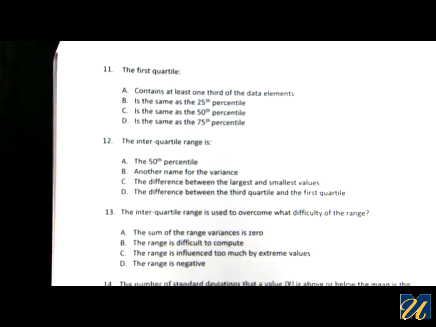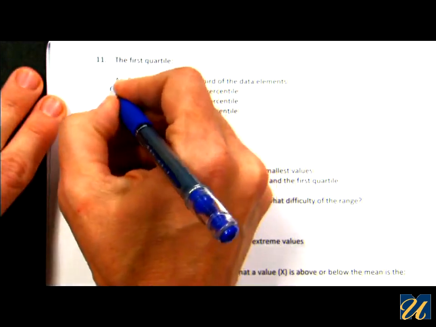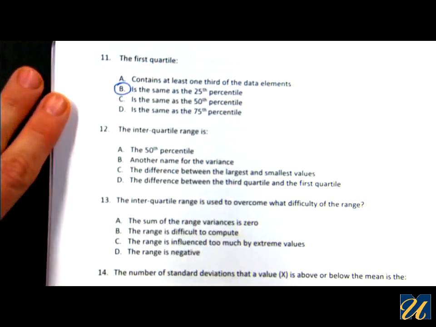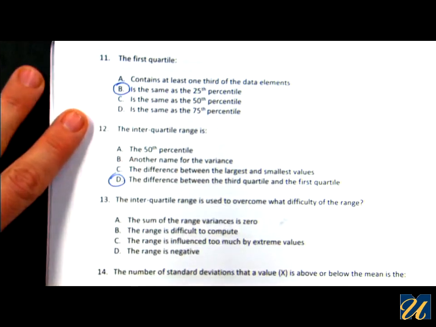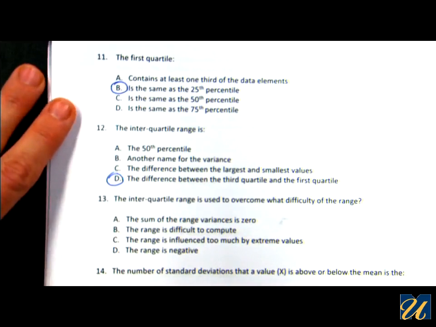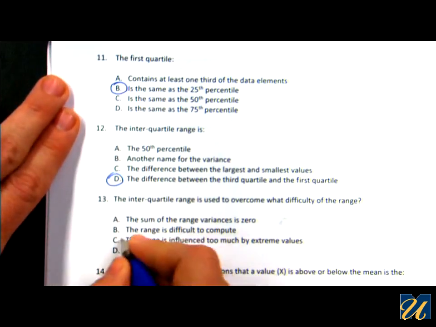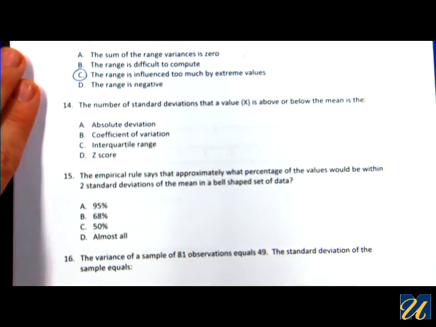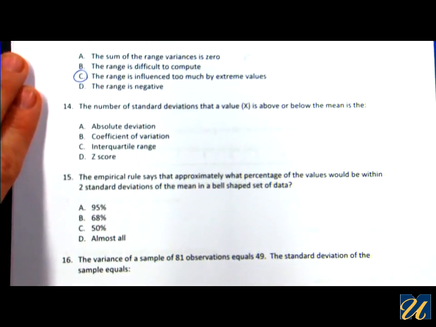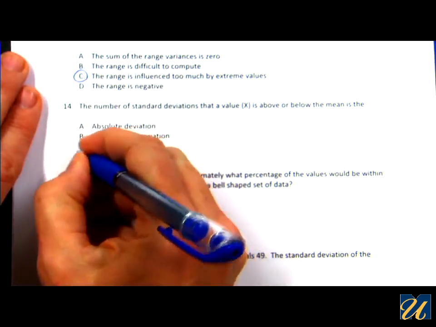The first quartile is the same as the 25th percentile. The interquartile range is the difference between Q3 and Q1. The interquartile range is used to overcome what difficulty of the range? The range is influenced too much, as we said, by extreme values. The number of standard deviations that the value X is above or below the mean is the z-score. That's the definition of the z-score.